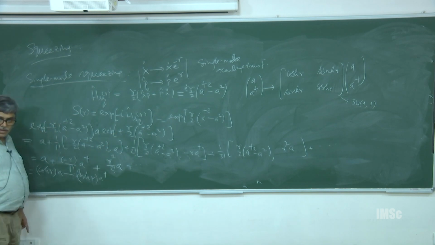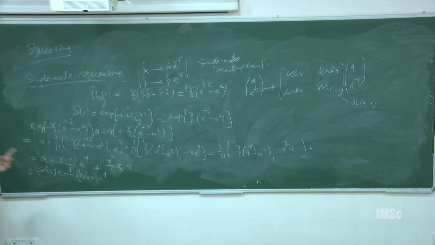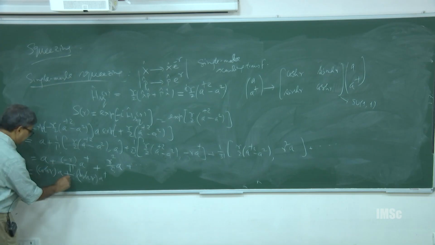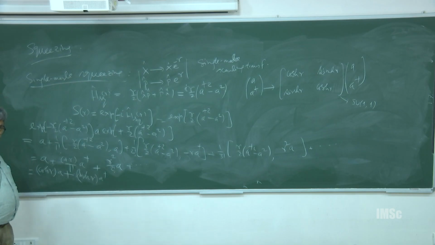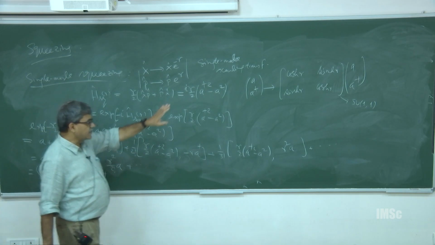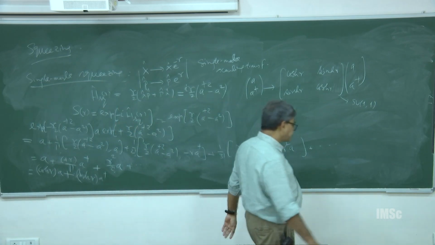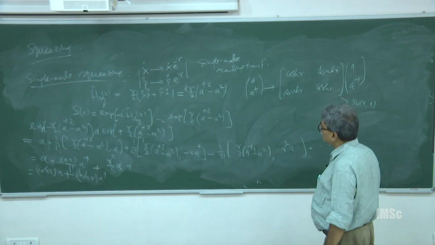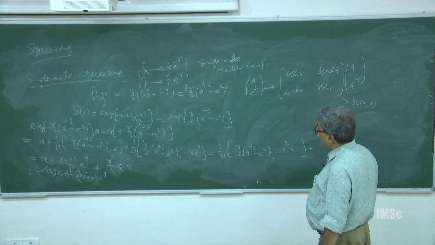Okay. In that case, this will be plus, because R goes to minus R, that is the only problem. Basically this is your Heisenberg picture one. Okay. So this is correct. Okay. Good. Right.